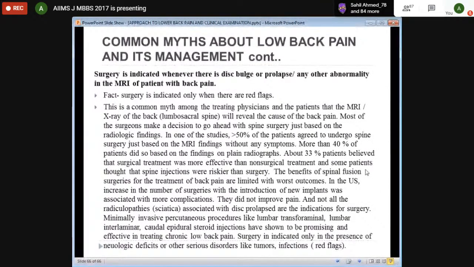There are a lot of pain interventions nowadays which can treat the patient effectively and prolong the life and activities of daily living of the patient. Okay, I will not go into details.